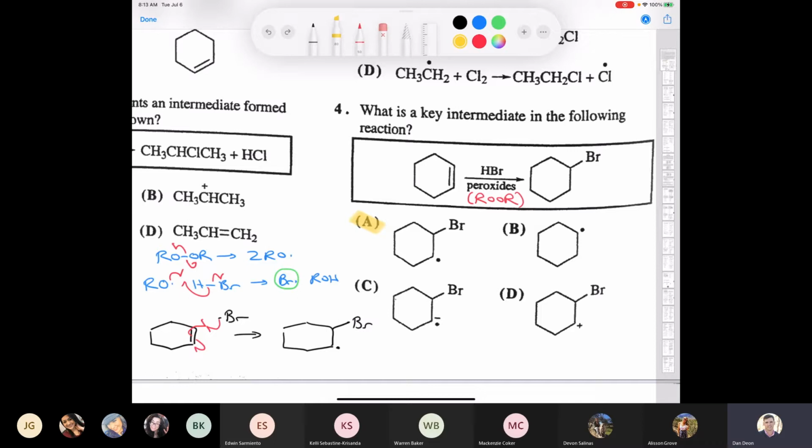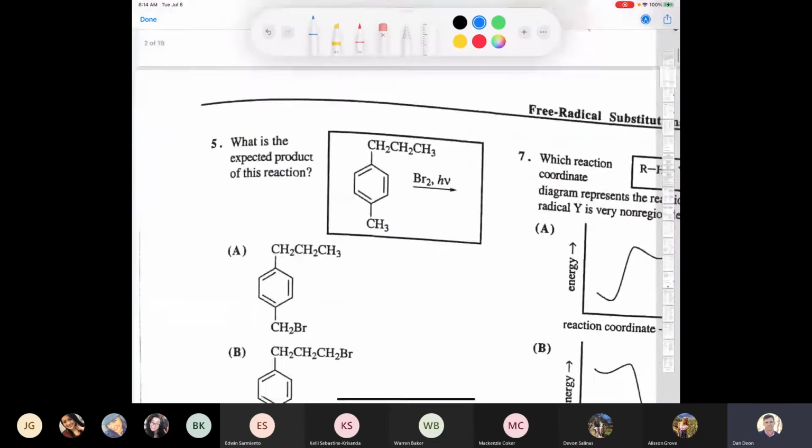Now, ones that you could eliminate right off the bat are going to be the carbocation and this anion over here. We're not going to have either of those. But again, you need to recognize that the first step of addition of bromine is going to be to the double bond, like this, to produce this intermediate right here. There we go. Well, let's move on and talk a little bit more about radical stability.